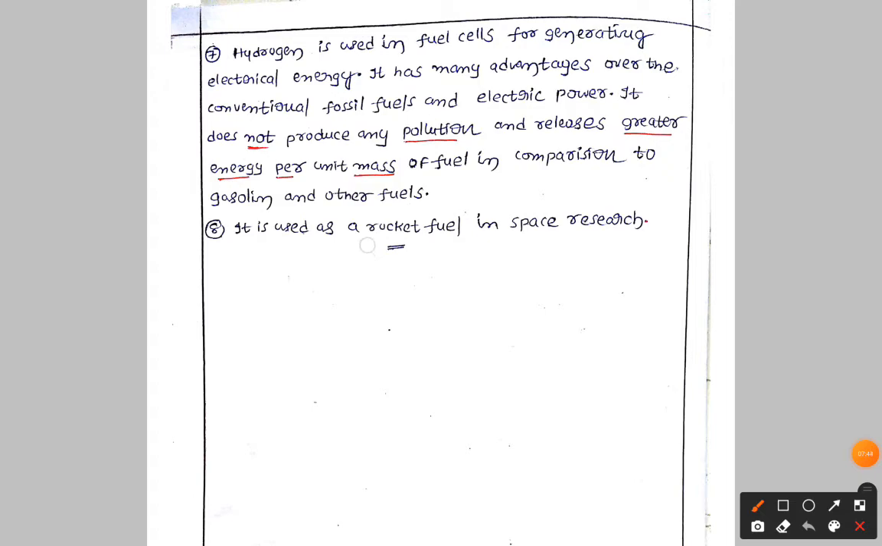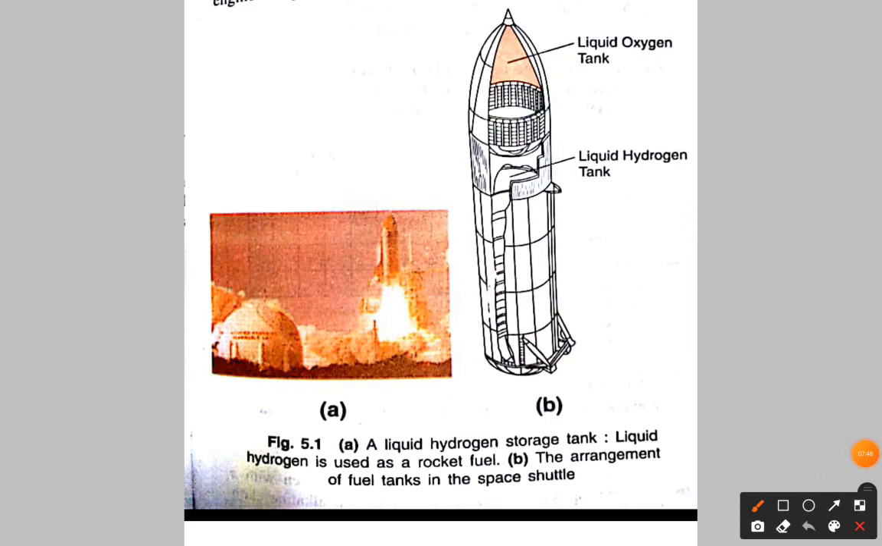Next, it is used as a rocket fuel in space research. Here you can see a space research rocket, and here we have the liquid hydrogen tank. You can see a liquid hydrogen storage tank. Liquid hydrogen is used as rocket fuel. So these are the applications of dihydrogen.